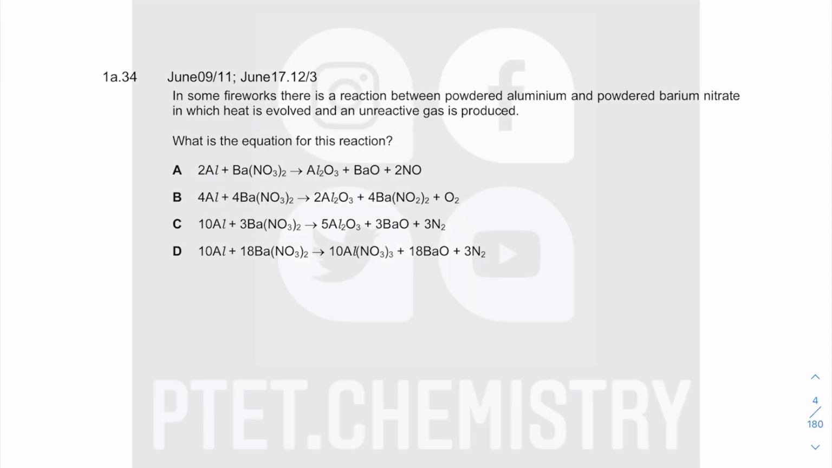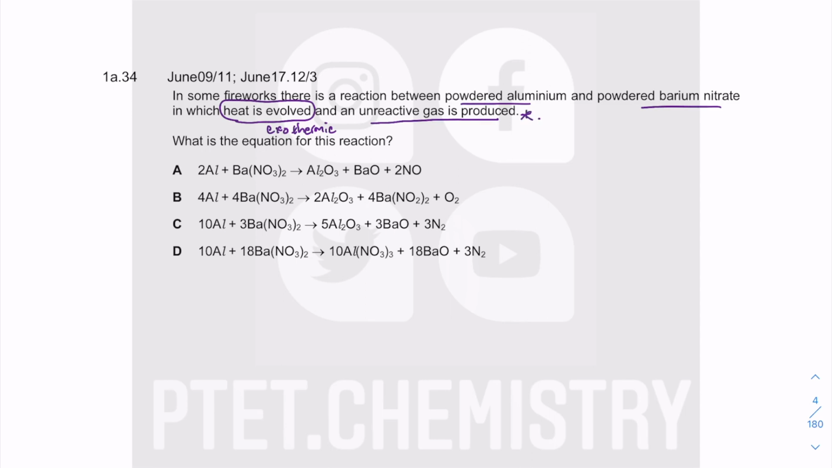Next question. So seems like this is just a balancing equation kind of question, but let's just read through the question. So in firework, there's a reaction between powdered aluminium and powdered barium nitrate, in which you give off some heat. So the reaction is exothermic, as you would have learned from your GCSE or O-level or IGCSE. Exothermic reactions give out heat, and you produce an unreactive gas.